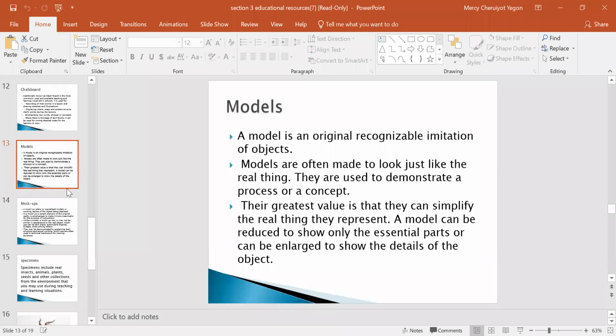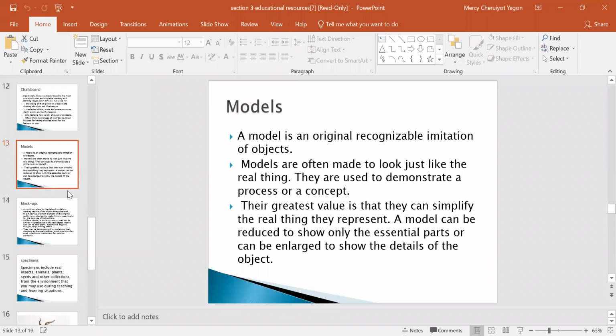So I'm talking about models. A model is an original recognizable imitation of an object, like the one you normally use for geography, the world, the one that you want to show the way the world is rotating around the sun. People normally have those models. Models are often made to look just like the real thing, and they are used to demonstrate a process or a concept.